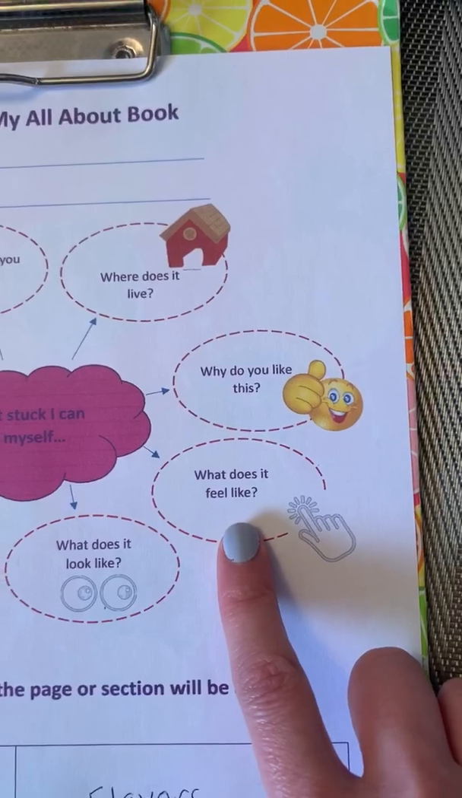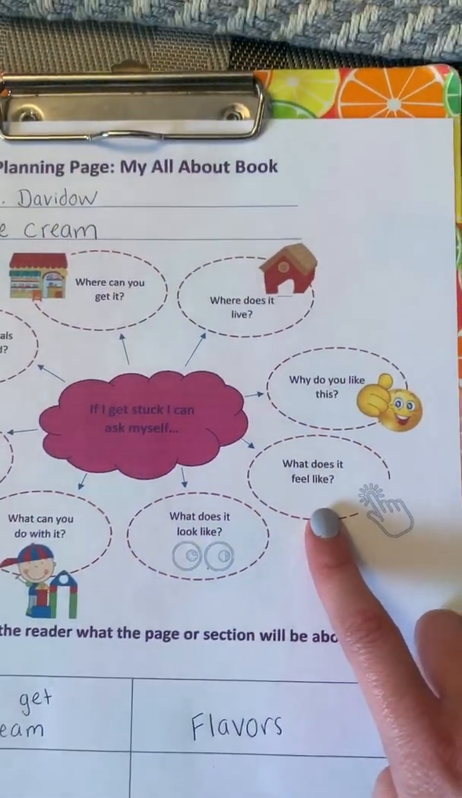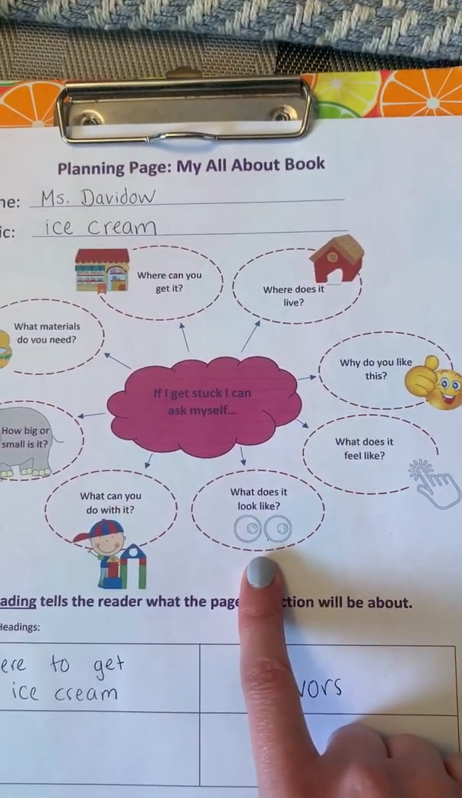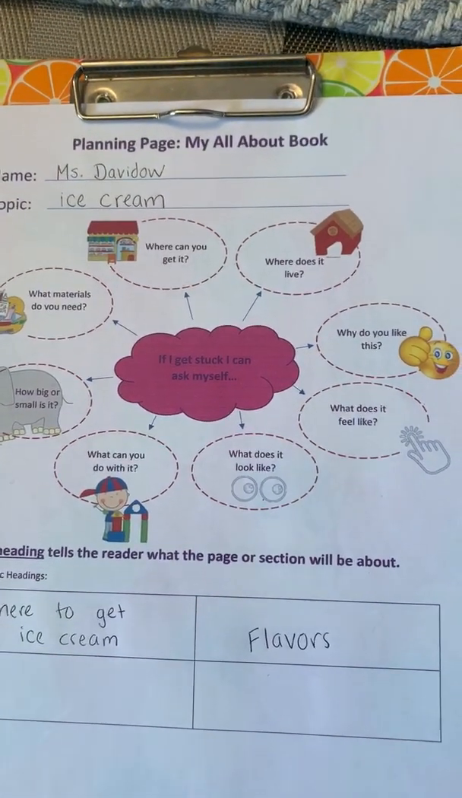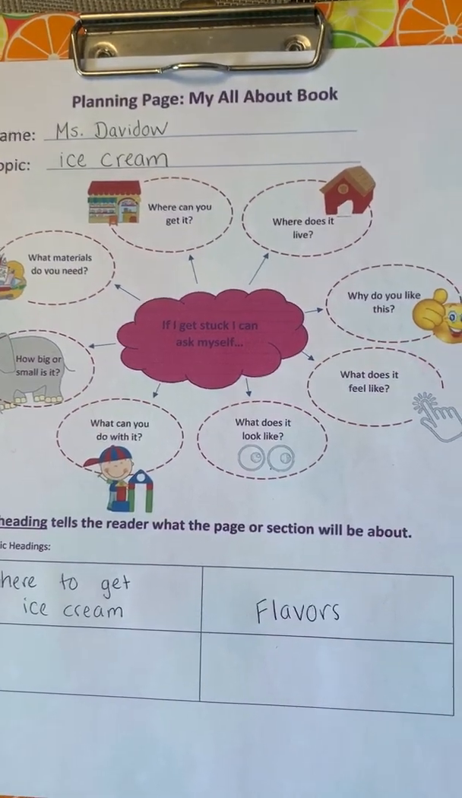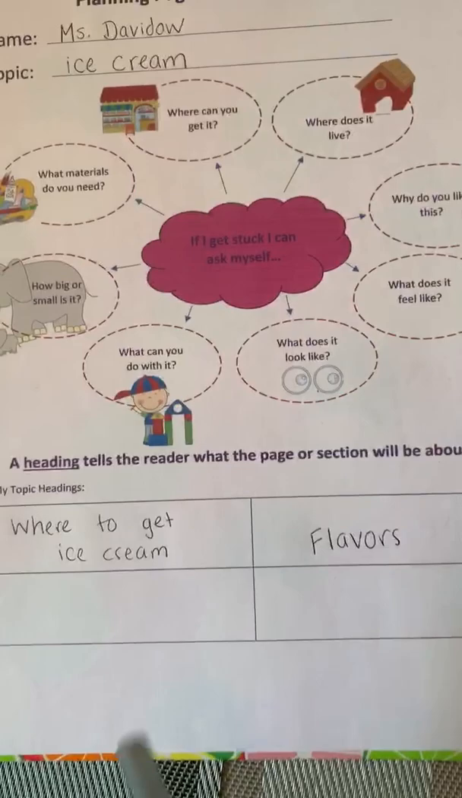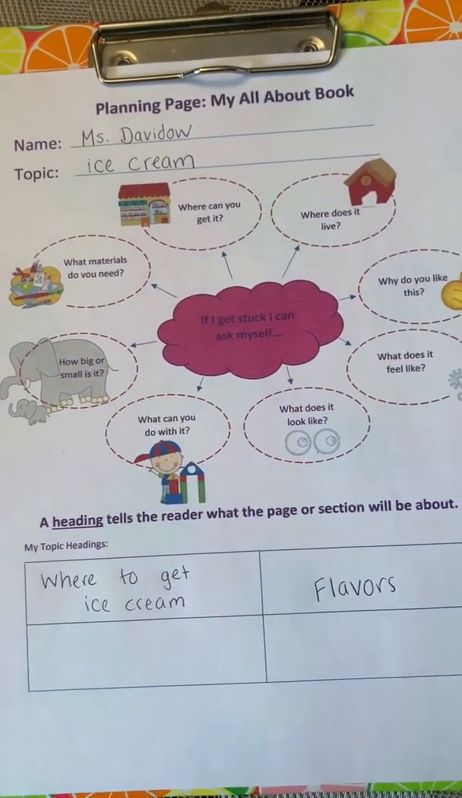What does it feel like? Well, we know that ice cream is cold, but I don't know if I really want to write all about ice cream being cold. What does it look like? Well, ice cream looks different depending on how you're eating it. Sometimes you might eat ice cream in a bowl. Sometimes you might eat it on a cone. Sometimes you might eat it on a popsicle stick. It just depends. So I think that I could write a whole page about all the different ways you can eat ice cream. So that's going to be my next heading.